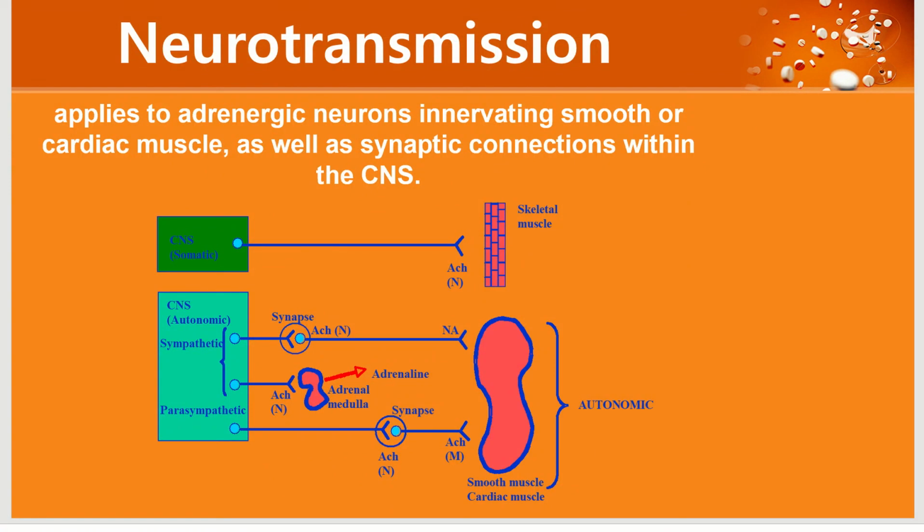All right, so in summary, we're summarizing now. Neurotransmission applies to adrenergic neurons innervating smooth or cardiac muscle, as well as synaptic connections within the CNS. So again, we have various diagrams saying the same thing. This is our CNS, autonomic, sympathetic, parasympathetic. We have our ganglionic regions, and we have our adrenal medulla. We have our neurotransmitters, adrenaline, etc. And we have our muscles here, which is different from our somatic division of our nervous system.